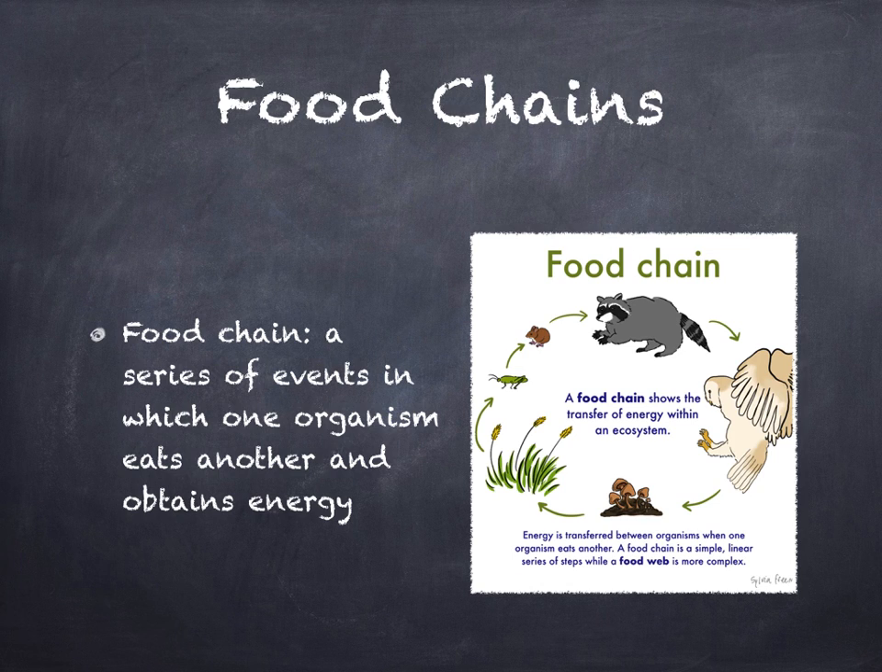Food chains. One way to show how energy moves in an ecosystem is with a food chain. A food chain is a series of events in which one organism eats another and obtains energy.